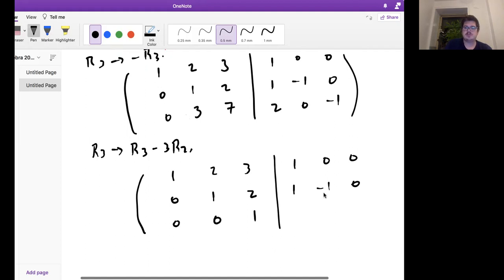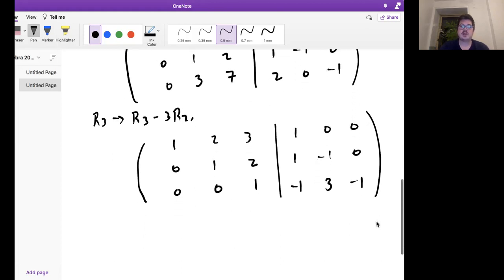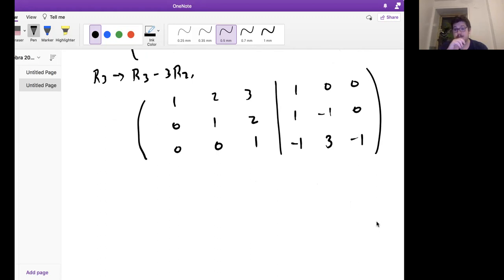Okay, so minus 3 row 2, this makes -1. Minus 3 row 2, this makes +3, and negative. Okay, any questions on how we got here? Did everyone agree with the computation? Okay, so remember, we're trying for reduced row echelon form. So yes, now we eliminate upwards.